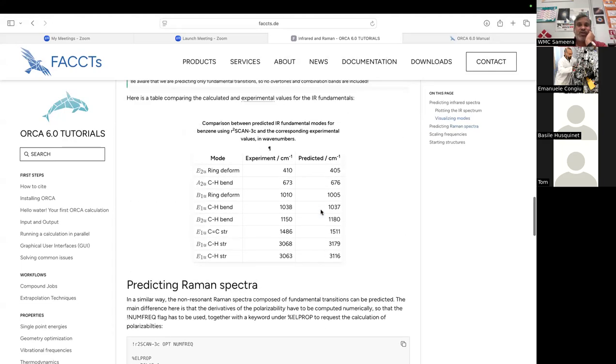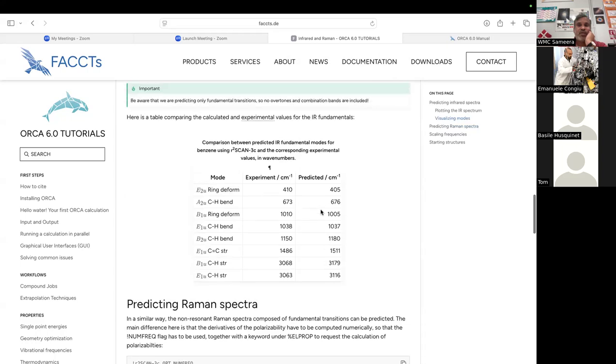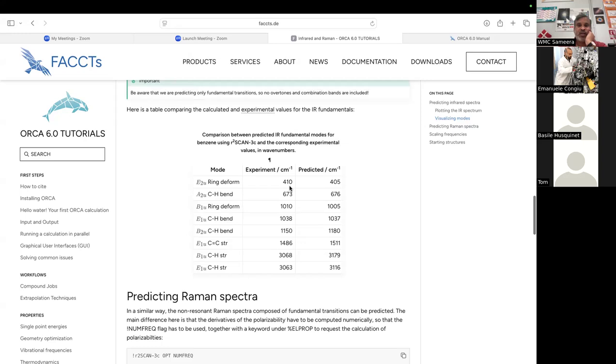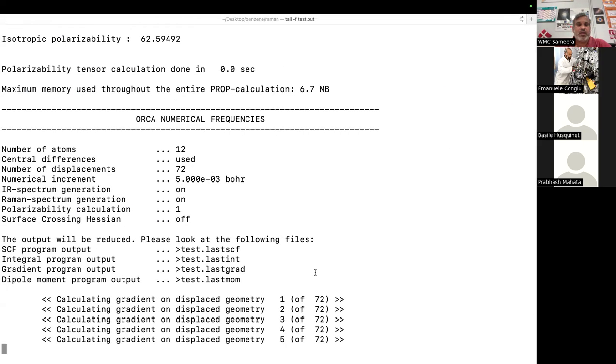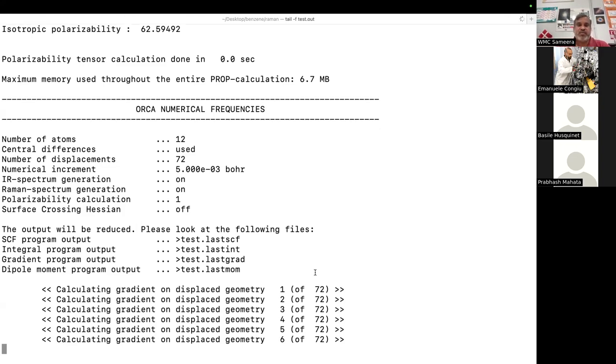Here we have the vibrational IR data as well, the experimental data and computed data, and you can see nice agreement. Okay. As you are running numerical frequencies, your calculation is a little bit slower. It needs some additional computation, so it takes a little bit more time.